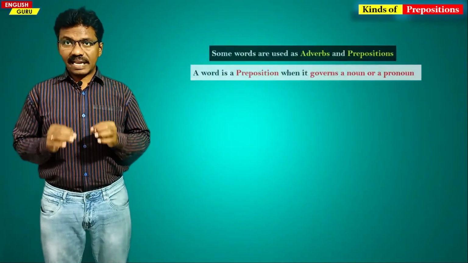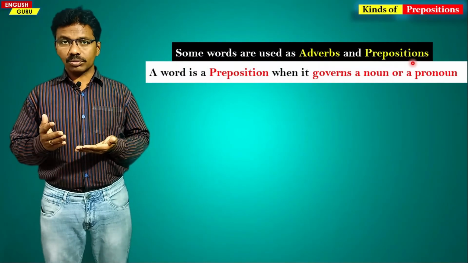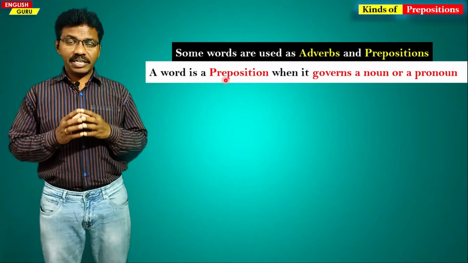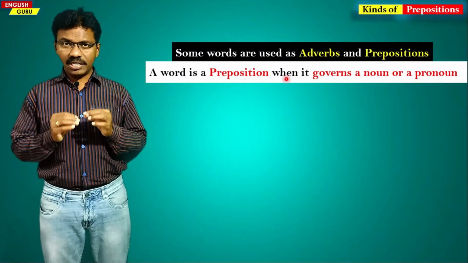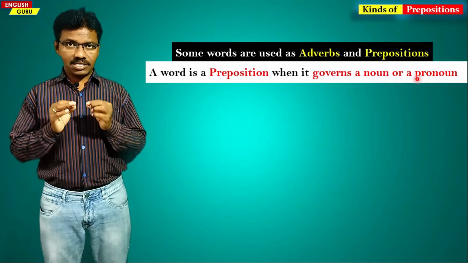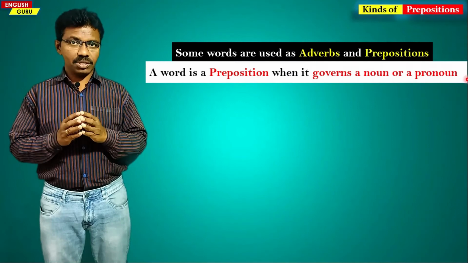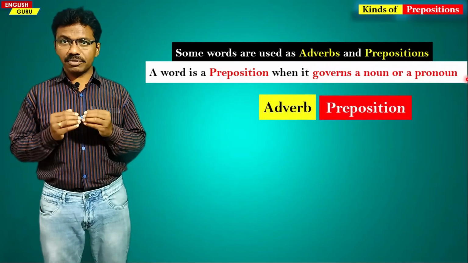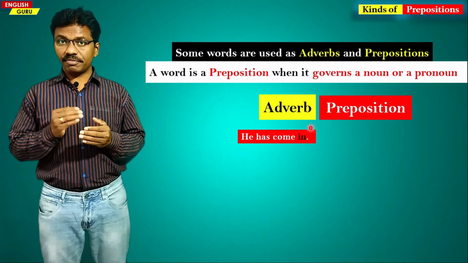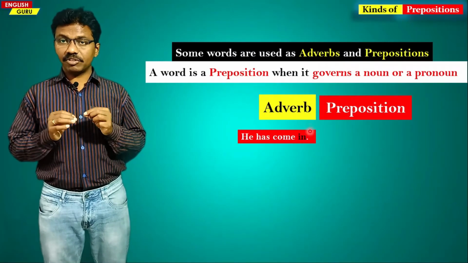Some words in the English language are used as adverbs and prepositions also. So how can we discriminate them? When a word is used as a preposition, it is normally governed by a noun or a pronoun, and that is the clue by which we can identify a preposition in a sentence. For example, he has come in. In is qualifying come, a verb, so in is an adverb in this sentence.